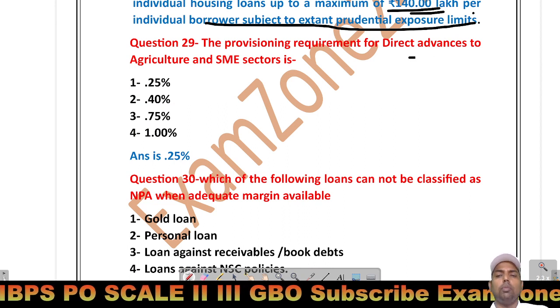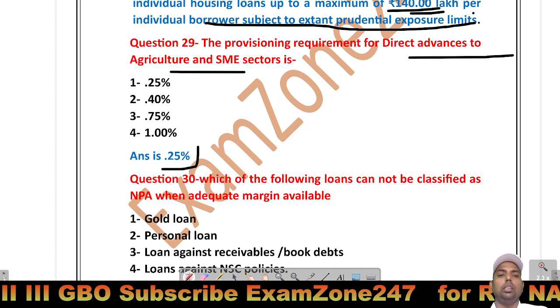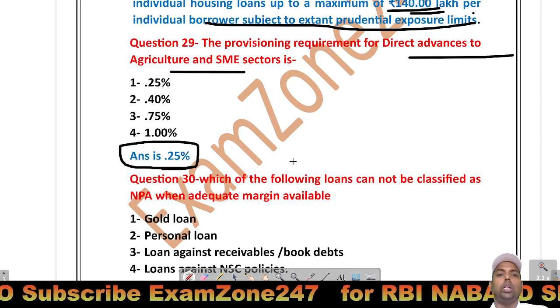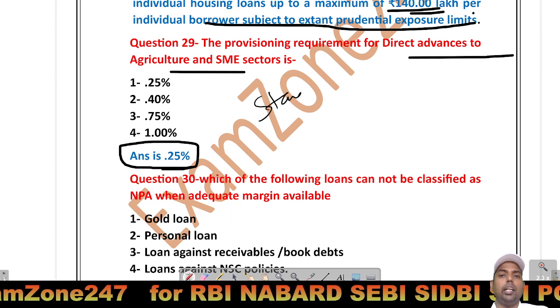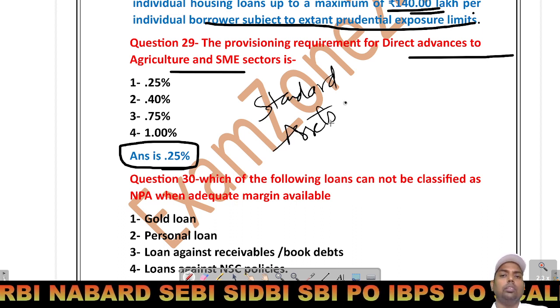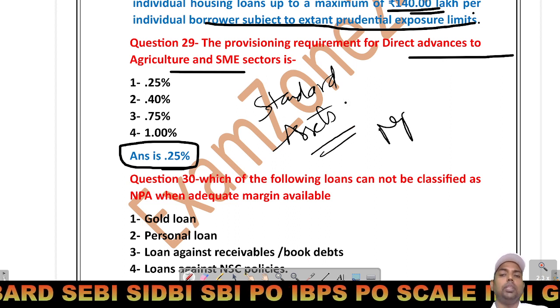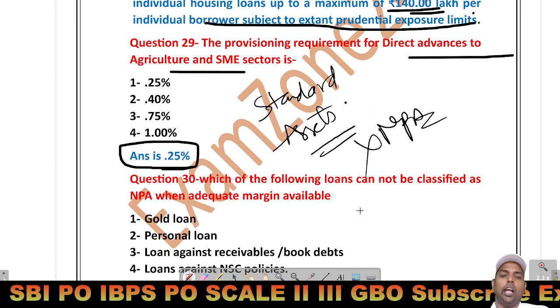The provisioning requirement for direct advances to agriculture and MSME is 0.25% for standard assets. Note that. This is not for NPA assets. Not for NPA.